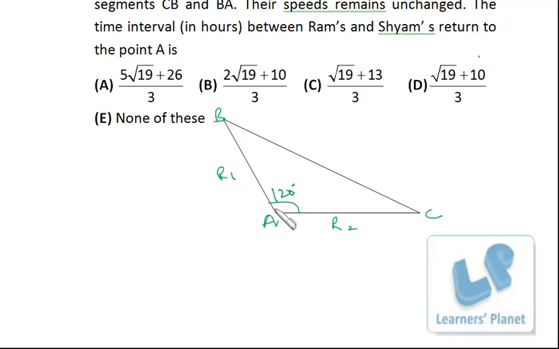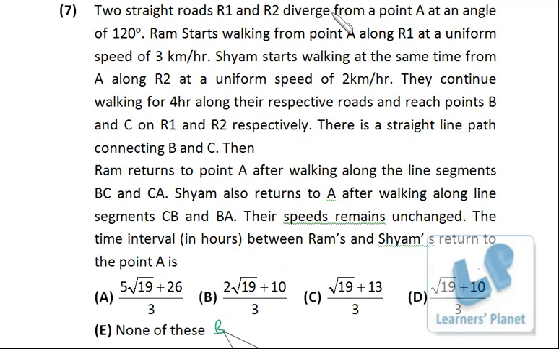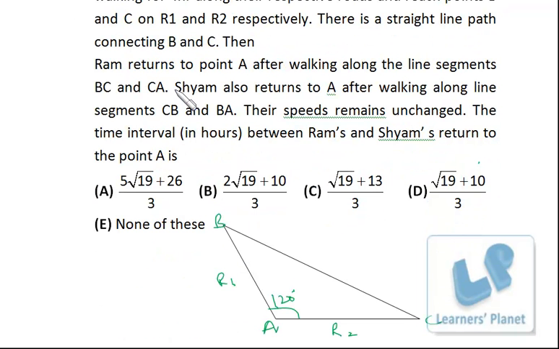Now Ram is starting from point A towards R1 at the speed of 3 km per hour. So after 4 hours he will reach B, so he will have covered 12 kilometers. So this is 12, right? Similarly, Shyam is starting from here in this direction and his speed is 2 km per hour. So after 4 hours he'll have walked 8 kilometers, right? Now we can calculate the length BC using the cosine rule, right?